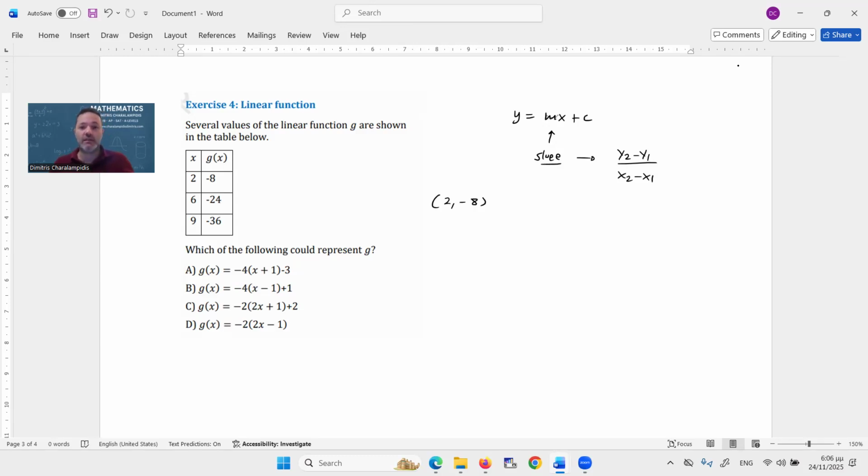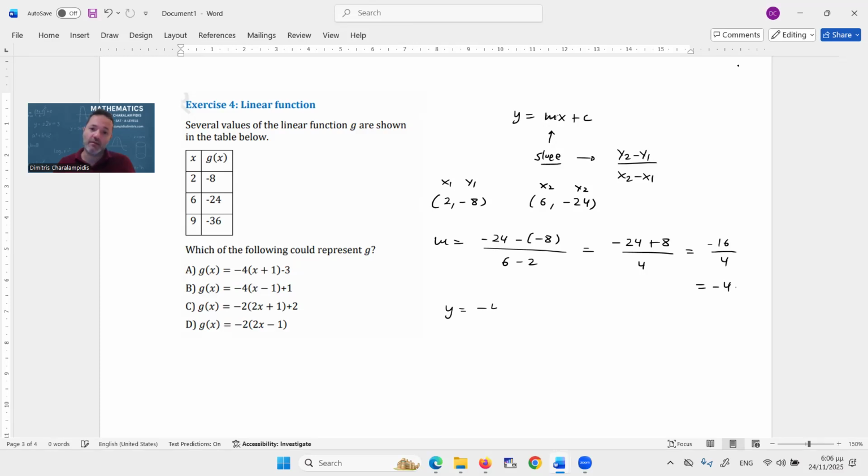One is 2, -8. Let's call this x1, y1, and 6, -24. Let's call this x2, y2. Therefore, slope would have been -24 minus -8 over 6 minus 2, which is -24 plus 8 over 4. That is -16 over 4, which is equal to -4. So we know so far that it would look like -4x plus c.